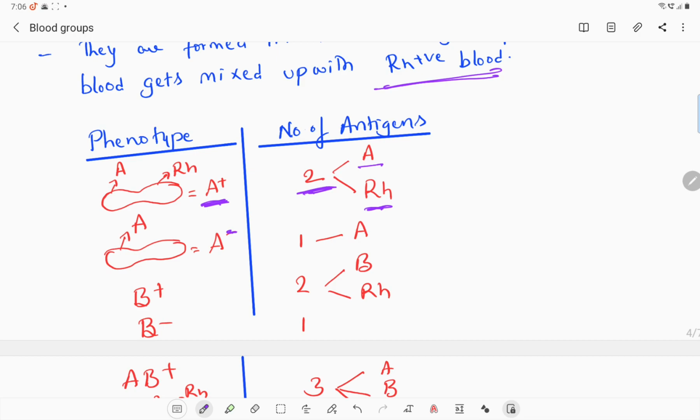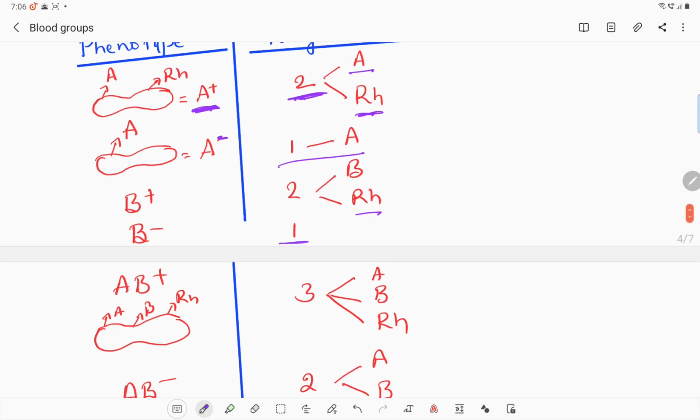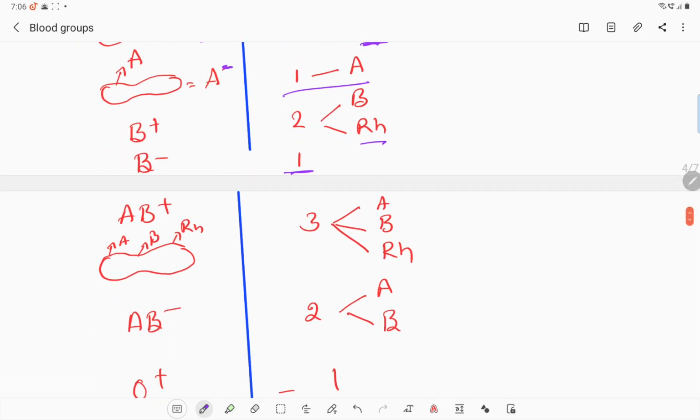Then how many antigens are present? Only one. Similarly, B positive means presence of both antigen B and Rh. There are two antigens. B negative means only antigen B is present. Then AB positive. AB positive means the surface of RBC consists of antigen A, antigen B and also Rh antigen.